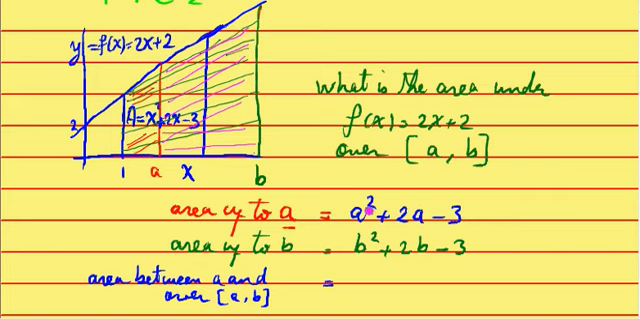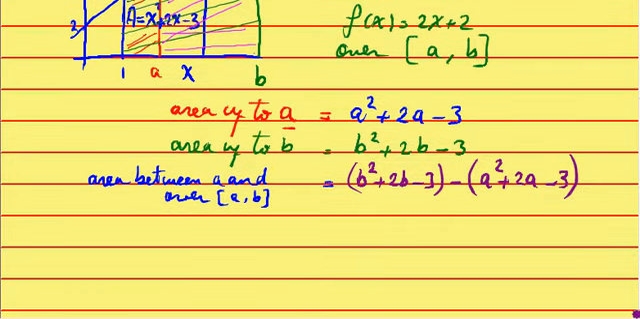What do I do with these two? Yes, you're right. Just subtract the two of them. I just write here b squared plus 2b minus 3 minus a squared plus 2a minus 3. Now we have the answer here. That's the area.